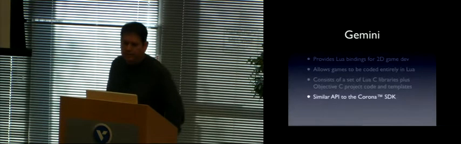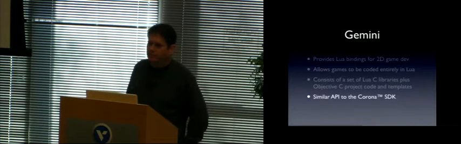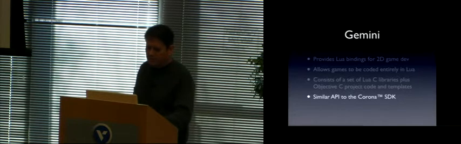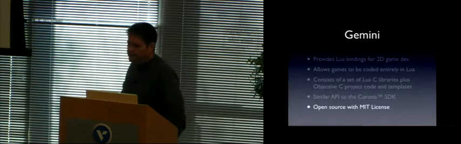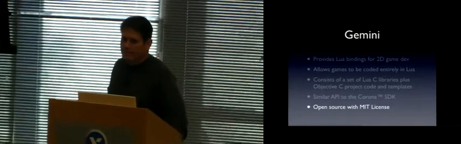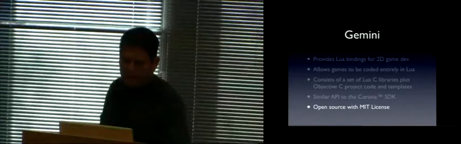It has an API very similar to the Corona SDK, if any of you are familiar with Corona development. Basically another non-open source framework that provides a lot of facility for developing applications for cross-platform mobile devices. Gemini is open source. It uses the MIT license. I'm basically developing it as a learning experience, but trying to do something that actually is useful as well.